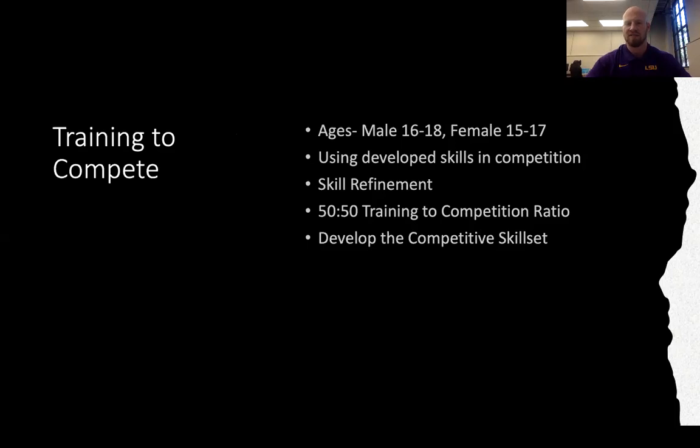So kind of late high school. This will be for using the developed skills in competition. So skill refinement, using the skills that you have to compete. It's a 50 to 50 training to competition ratio, so even training and even competition. And this is when you want to develop that competitive skill set to really compete at later stages as you move on in your athletic career.